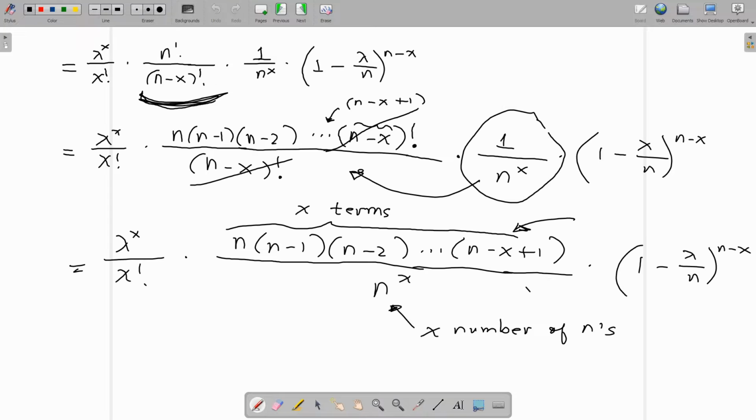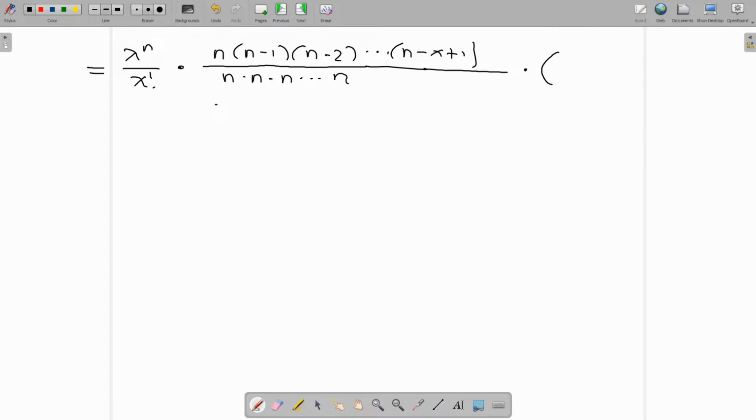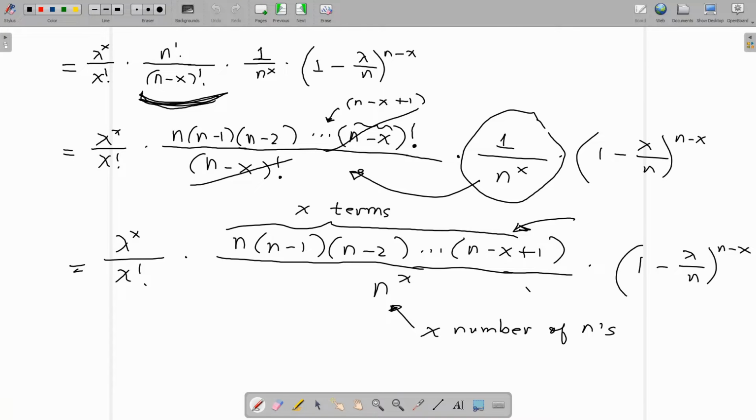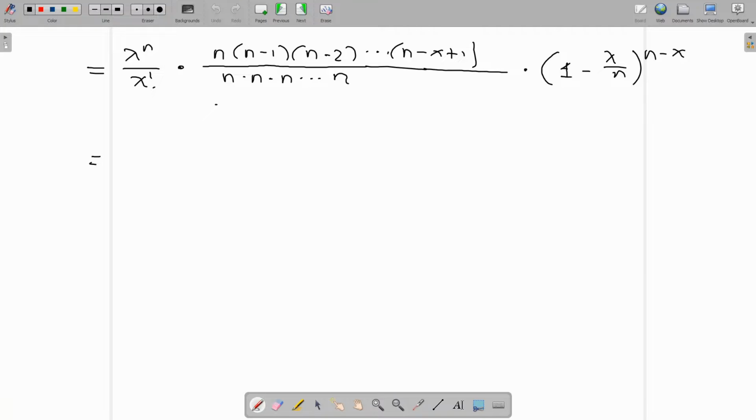So let us go back to the previous page. So we have here 1 minus lambda over n raised to n minus x. Okay, let us check first before we move on. Okay, so 1 minus lambda over n raised to n minus x. So let us continue.